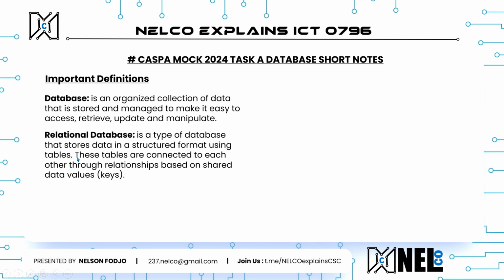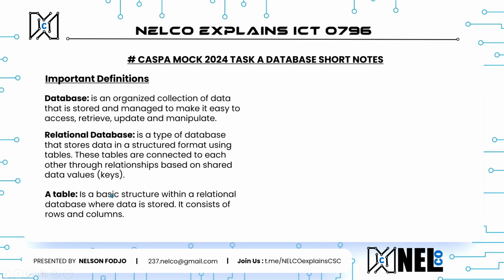structured format using tables. These tables are connected to each other through relationships based on shared data values, which are the keys. A table is a basic structure within a relational database where data is stored. It consists of rows and columns.